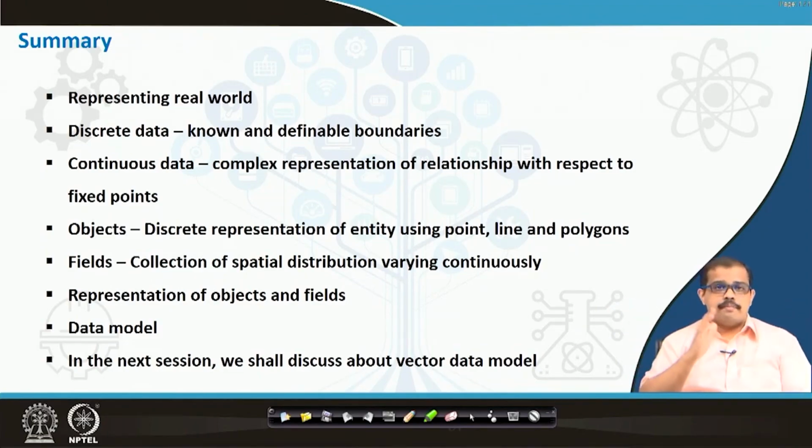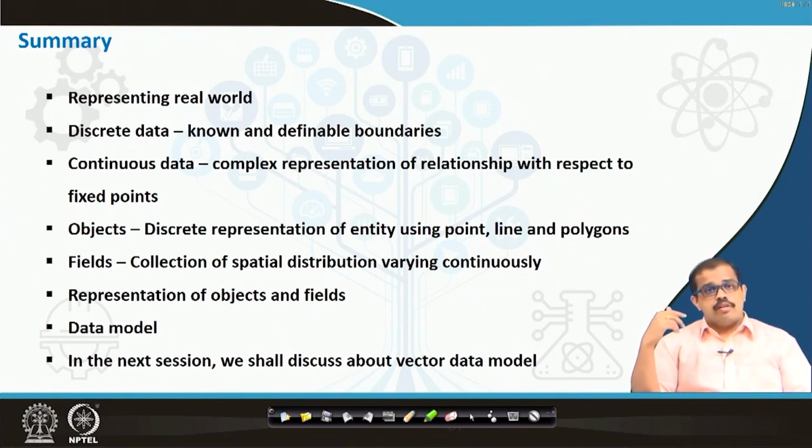We looked at how we represent objects and fields. So, objects are point, line and polygon. In fields, the same point, line and polygon are there, but the representation is as a number of pixels. Okay. If it is a point, it may be a single pixel or many pixels around it, whereas a line is a collection of pixels in a particular way, and if it is a polygon, it is an area and a collection of pixels.